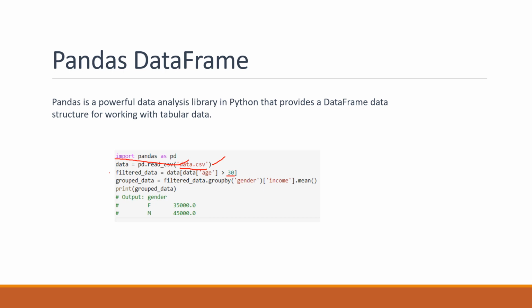After that, we group the filtered data by gender, and we calculate the mean income for this filtered data. And the output, as you can see, is for gender female, this is the mean income, and for male, this is the mean income.